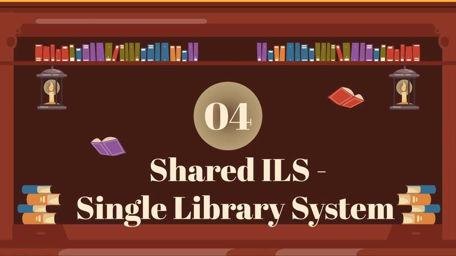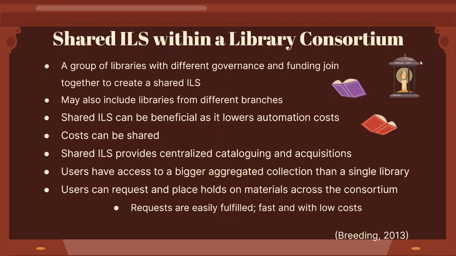Shared ILS, Single Library System. It is a group of libraries with different governance and funding joined together to create a shared ILS. It may also include libraries from different branches. Shared ILS can be beneficial as it lowers the automation costs. Costs can be shared. Shared ILS provides centralized cataloging and acquisitions.